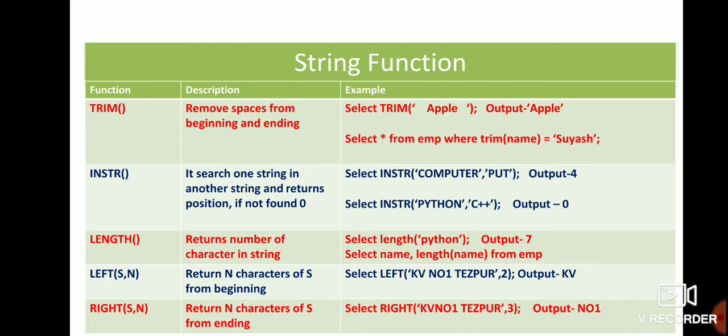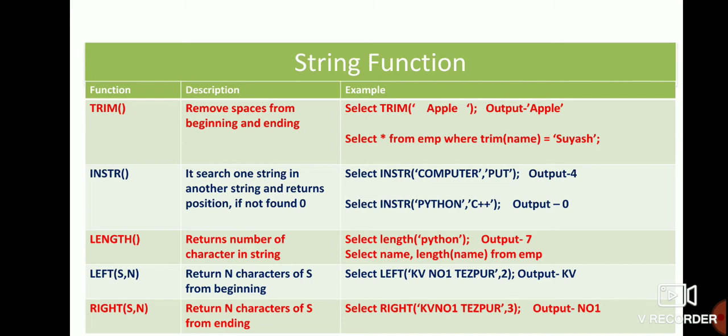Next question you can see, like select instr python comma c++. So c++ is not present in Python, so you will get what output? 0. Okay, next length. Length returns the number of characters in a string. So select length python. So what is the output of it? Python is how many elements? 7 elements are inserted here.